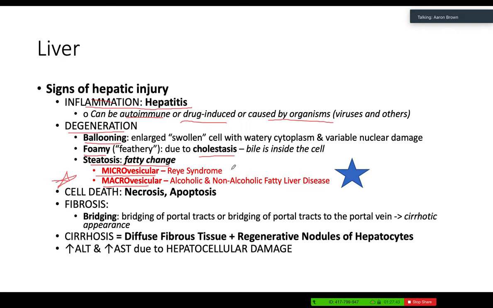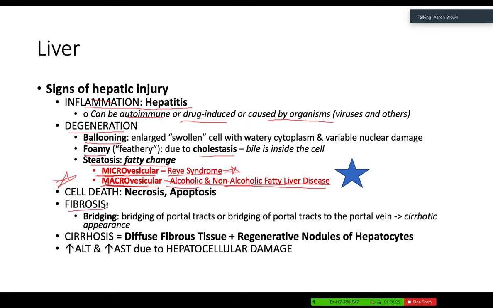So fatty change you can see in Reye's syndrome. You can also see it in alcoholic and non-alcoholic fatty liver disease. In Reye's syndrome, it's microvesicular. And in alcoholic and non-alcoholic fatty liver disease, it's macrovesicular. Big globules of fat, okay? So one way you can remember it is that Reye's syndrome primarily occurs in children, right? So you can think children are small, that's microvesicular, versus macrovesicular alcoholics, maybe a little bit on the heavier side, maybe our beer drinkers a little bit heavier. Non-alcoholic fatty liver disease happens in more obese patients, so that would be a macrovesicular fatty change.